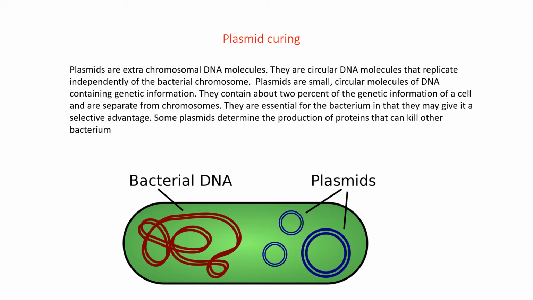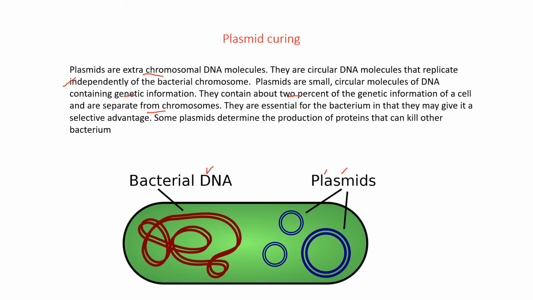Before understanding what plasmid curing is, you have to understand plasmids. Plasmids are extrachromosomal DNA sequences or molecules. They are circular DNA molecules that replicate independently. Plasmids are small circular molecules of DNA containing genetic information. The genetic information that plasmids carry and the bacterial DNA is different. They contain about 2% of the genetic information of the cell and are separate from the chromosome. So the point to be noted here is that they contain different information and they replicate independently.